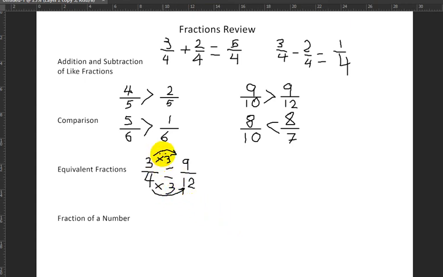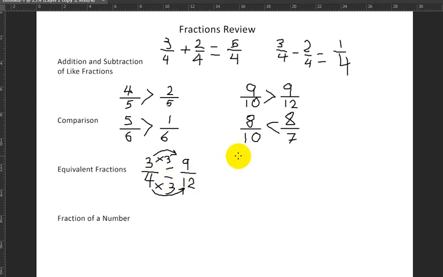It's figuring out what number I have to multiply the bottom number by to get this, and then multiply the top number by the same number. So we are multiplying both the top and the bottom number by the same number, in this case 3, and we get a new fraction, but this fraction has the same value, equal value, equivalent, as this fraction, because it's the same amount of pizza. It's just cut into more pieces.